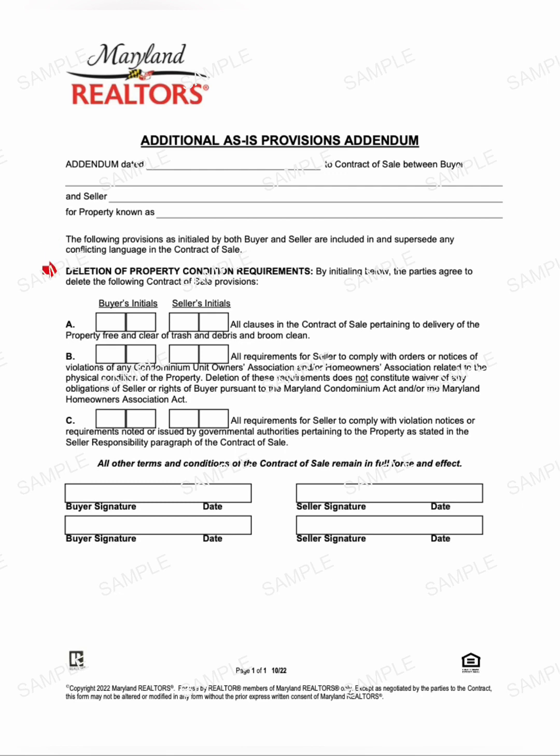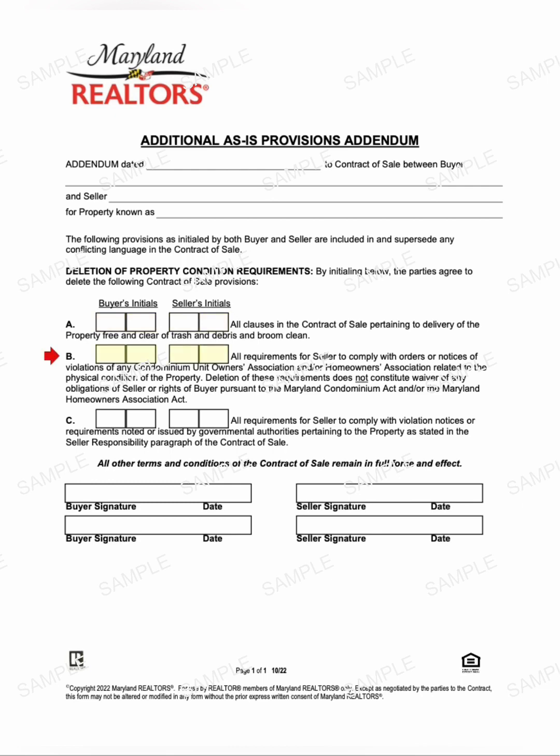So in the contract of sale, there are statements that assure that indeed the property is sold as is, but it will be delivered free of trash and debris and in broom swept clean condition, which means that it's been broom swept and most of the things, everything that should be out of there is out of there.